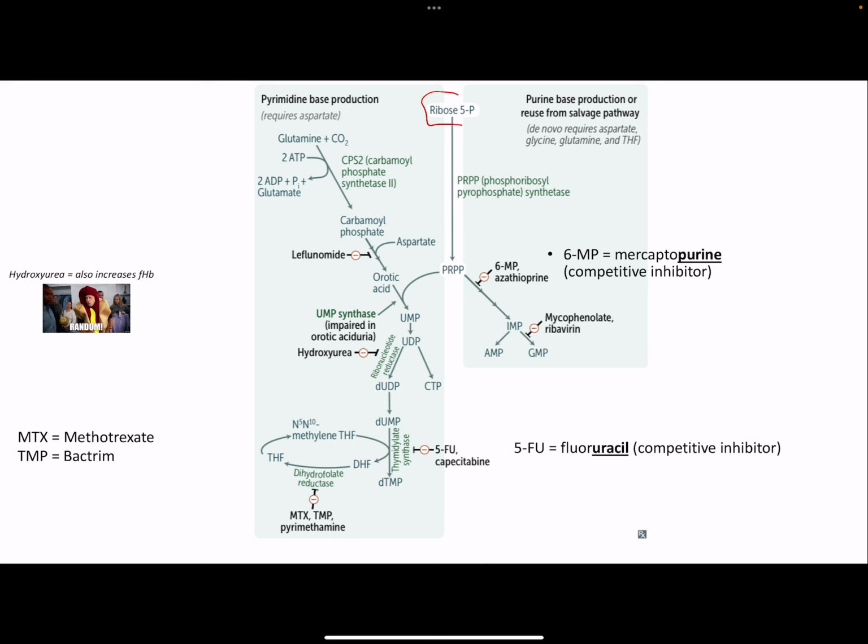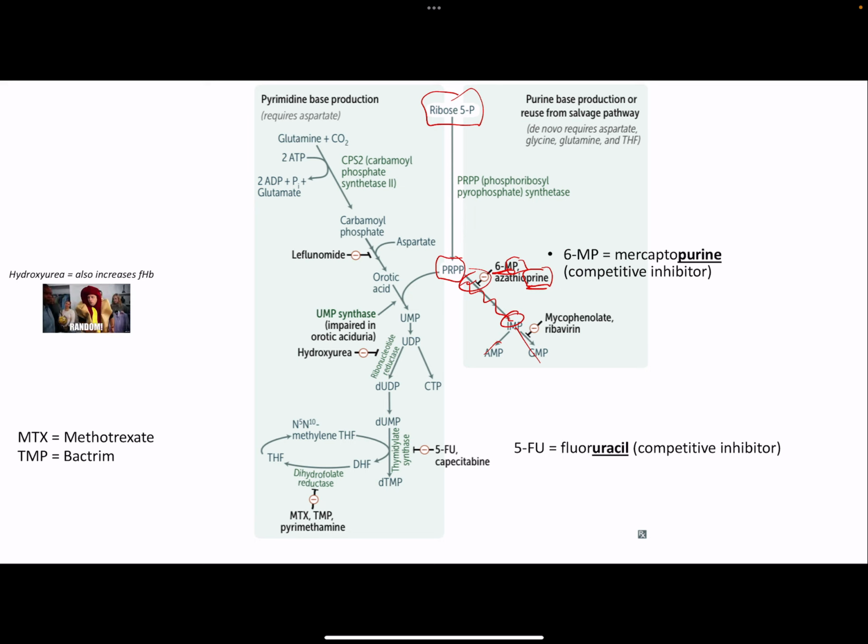So ribose 5-phosphate becomes PRPP, and this does a whole bunch of steps to make IMP, which goes here or here. Well, a lot of these are chemotherapy drugs. Some of them are immunosuppressive drugs. 6-mercaptopurine. Azathioprine, technically, I think, just becomes 6-mercaptopurine, but I would just note the purine. So this is going to be a competitive inhibitor for somewhere in this process.